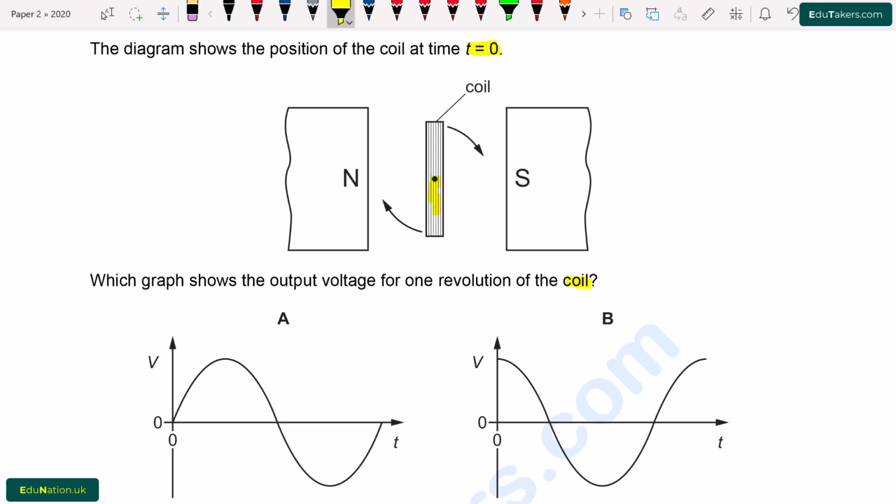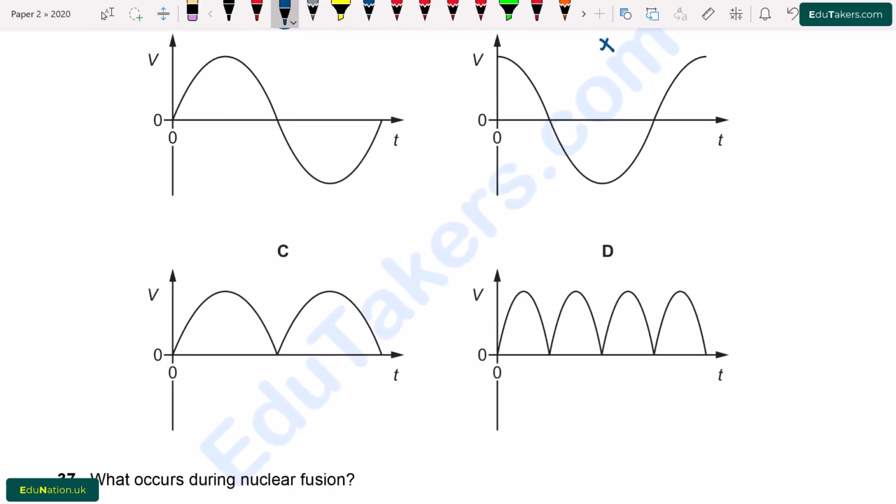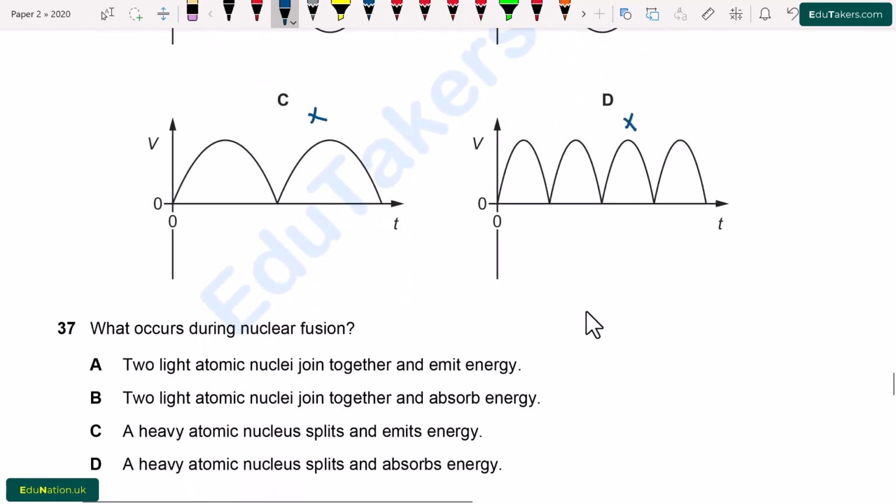So the output voltage will be sinusoidal. So here in option A, there is a sinusoidal wave, which is correct. B, it is a cosine wave. So the output voltage is not cosine, so this is incorrect. C, this is for the DC supply, but in generators we use AC supply. So that's why option C is also incorrect. Same for D. D is also incorrect because here the output voltage is DC. So only option A is correct.